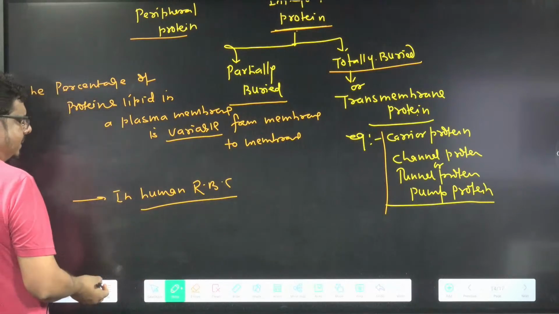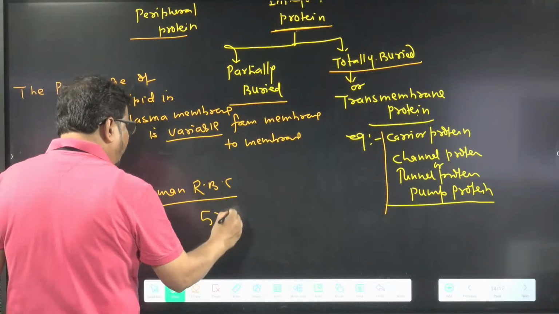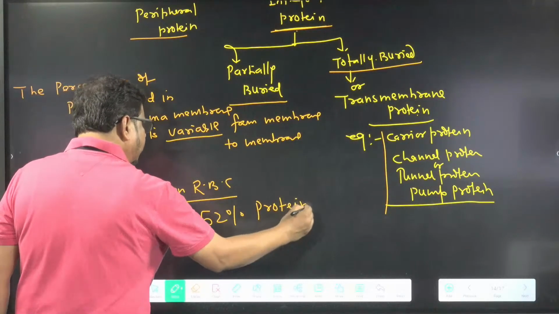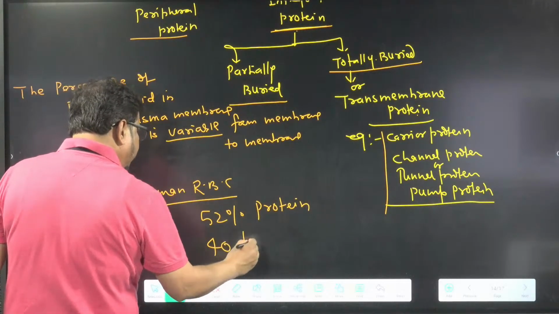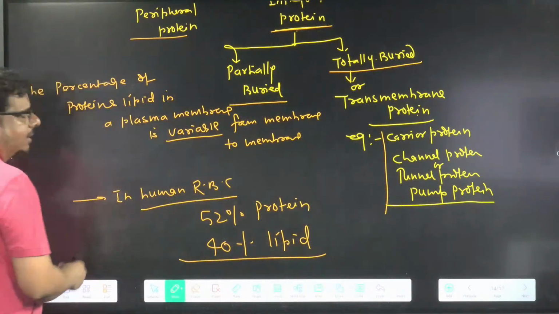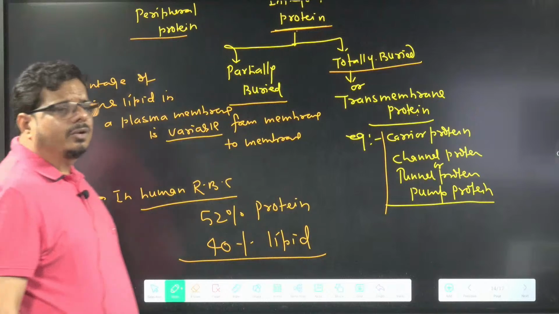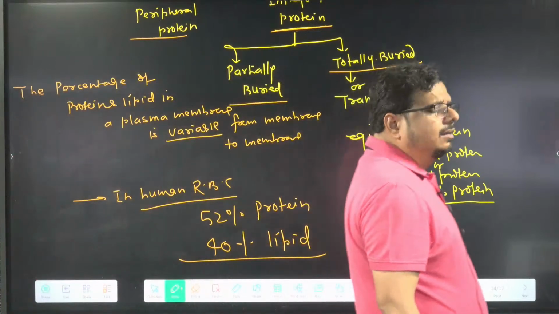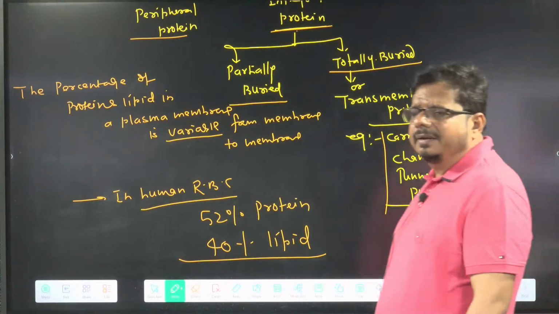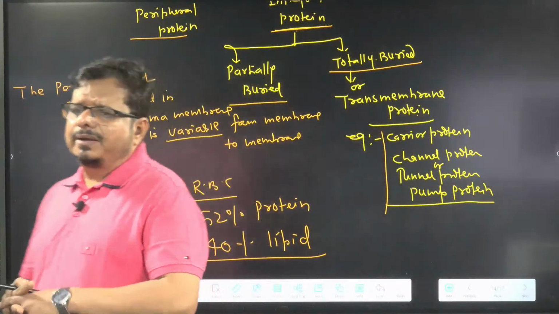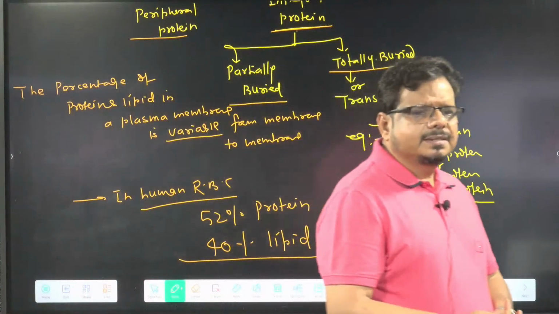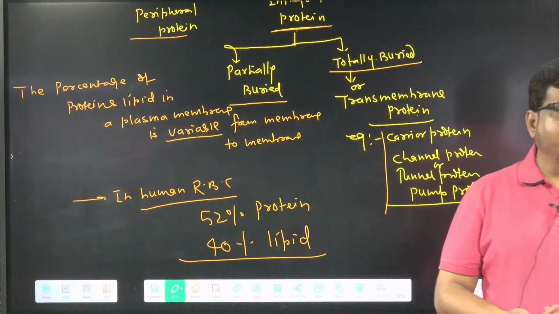In human RBC, 52% protein is there in the plasma membrane and 40% lipid is there. But it is not a constant percentage. These percentages are variable from plasma membrane to plasma membrane. Understanding the idea? Picture came in the mind or not?